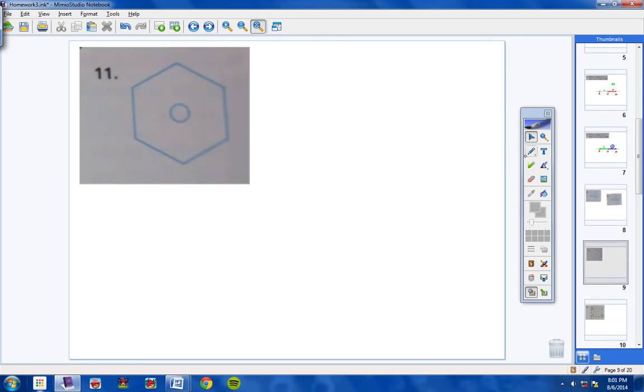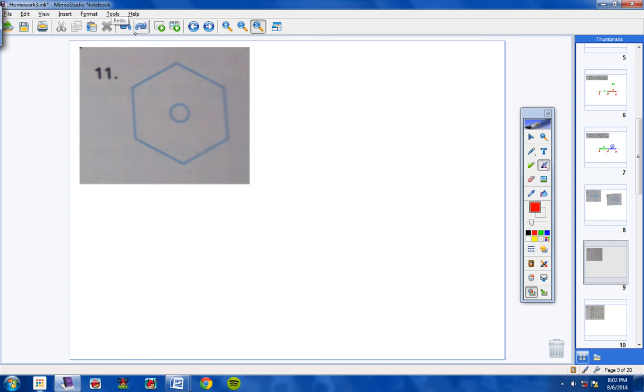Okay, number 11, same thing. There's a lot of lines of symmetry. I do not expect you to draw every single one. You could draw one here, a horizontal line. There's a line of symmetry. You could draw one here. That's a vertical line of symmetry. You could draw a diagonal line of symmetry right here. You could draw another diagonal line of symmetry right here. There's quite a few lines, okay?